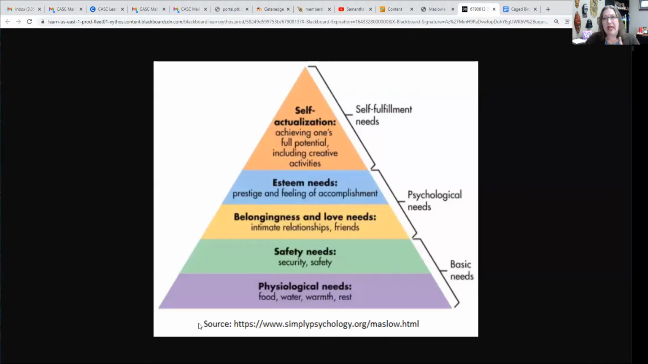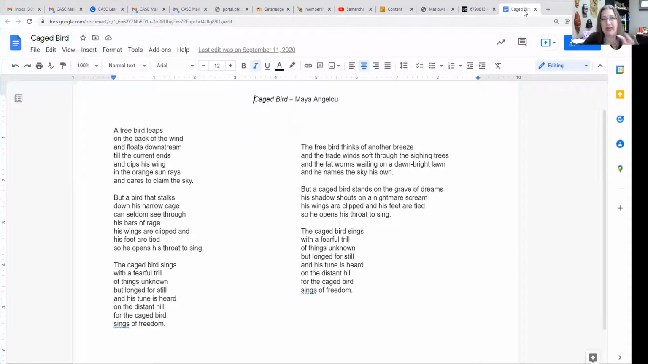Now, if we look at "Caged Bird," though, let's look at this. I've got 4 questions that I want you to consider as you look at this outside text. I want you to put on Maslow as a lens, and let's take a look at the poem itself and see what we come up with. Now we've got "Caged Bird" here. I want you to look at it through Maslow's lens, and there are 4 questions that I want you to respond to.